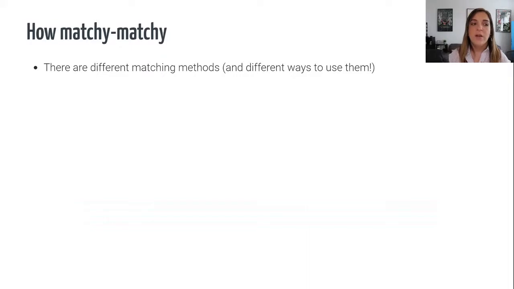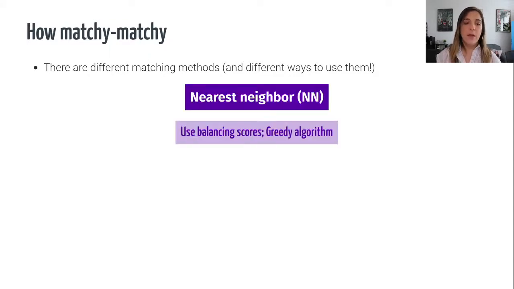So one of the questions here also might be how matchy-matchy does my sample need to be. So there are a lot of different matching methods and different ways to use them as well, as we're gonna see. One of the most common ones, which was one of the first to appear, but it's one of the least precise ones to a certain extent, is nearest neighbor matching.